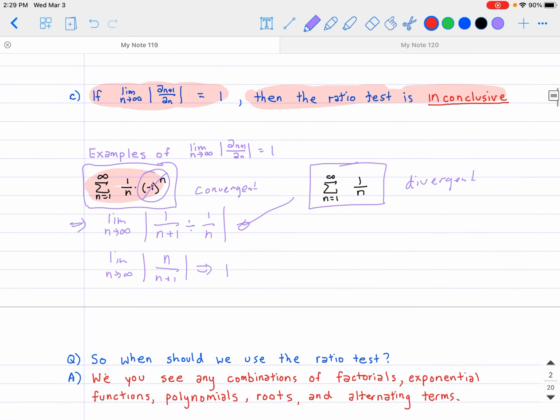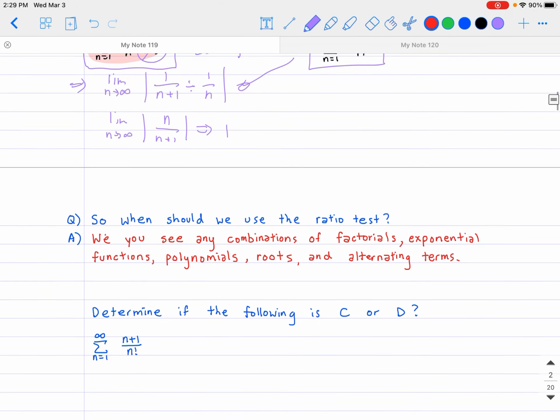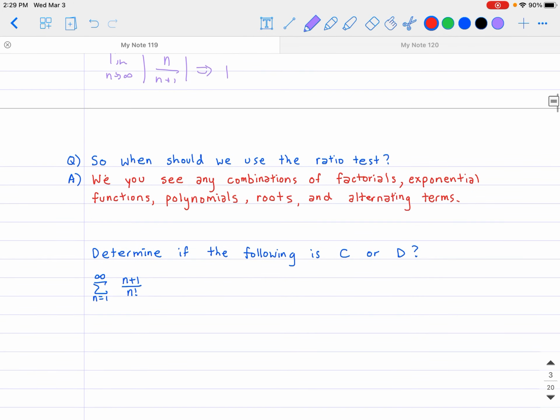So let's go ahead and apply the ratio test now to some problems, and you can see how they work. Before we do so, I should tell you ahead of time when you should apply this ratio test, because we've gone through so many tests so far. We have so many different variations. So when is it that this is going to be useful?